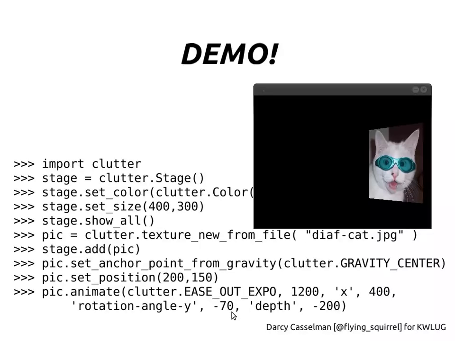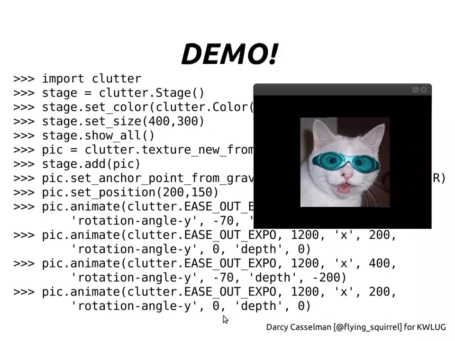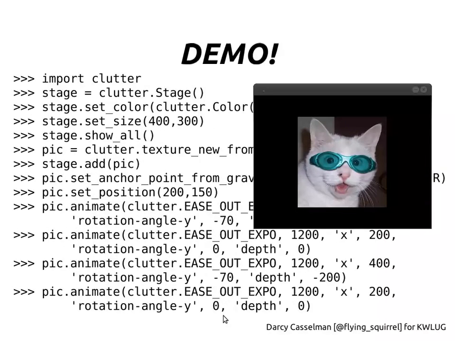Rotation angle Y means rotate along the y-axis to negative 70 degrees. And depth means we're pushing it into the stage. Negative numbers means into the stage. Positive numbers means out of the stage. And then we can animate it back. So rotation angle 0, depth 0, and you can keep moving it back and forth. So we'll close the window.